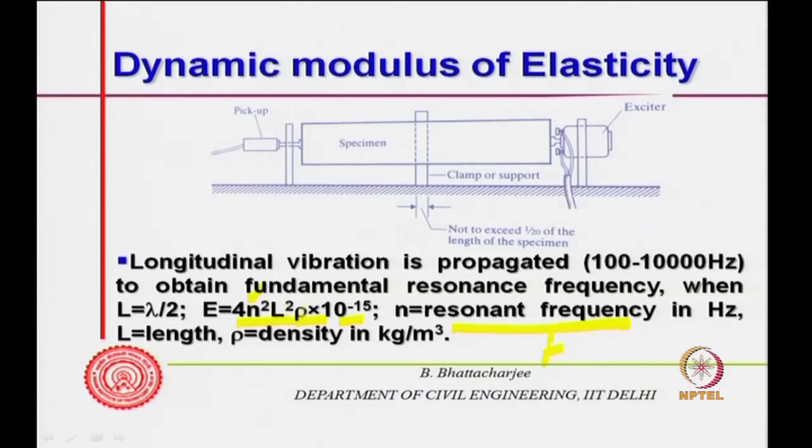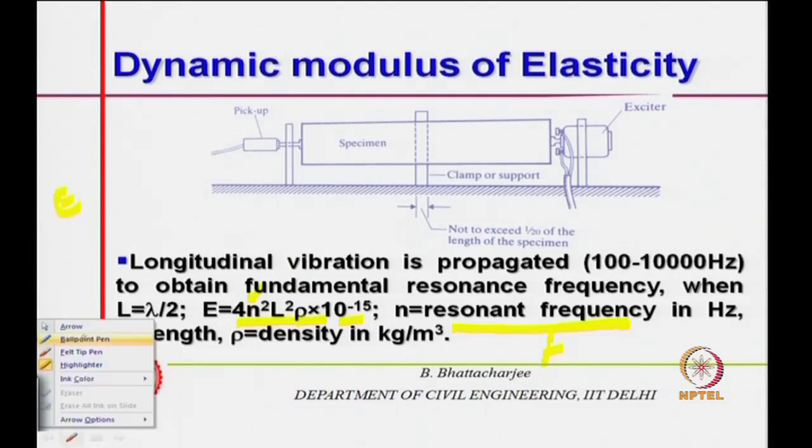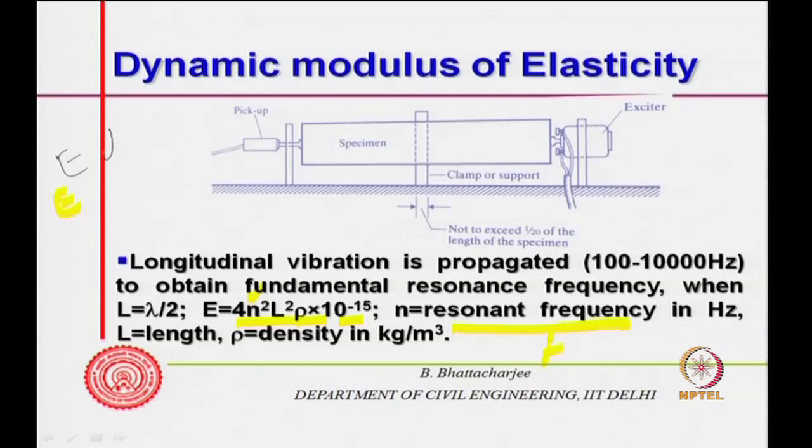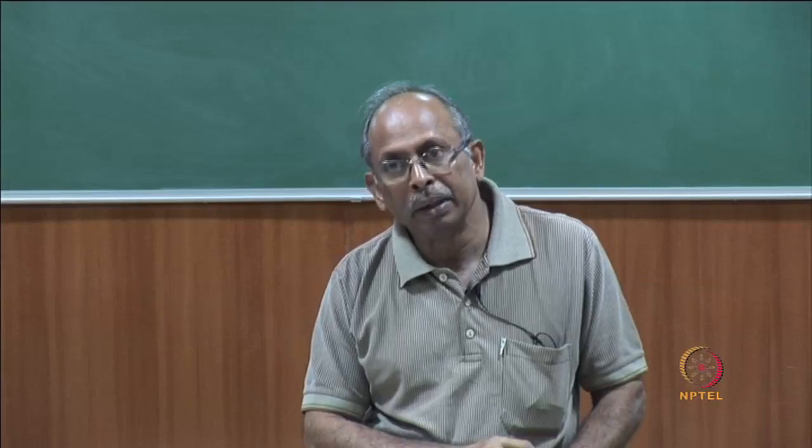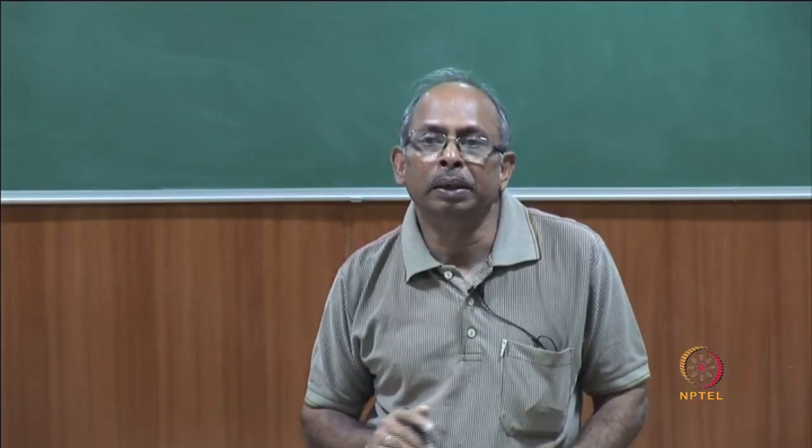So, if you want to find out E, it is proportional to V square. E is proportional to rho V square. Therefore, V is given by n lambda, and from that you can find out E. Knowing the density of the material, you have an assumed density or measured density, and from that you can find out the modulus of elasticity. So, dynamic modulus can be determined in this manner.